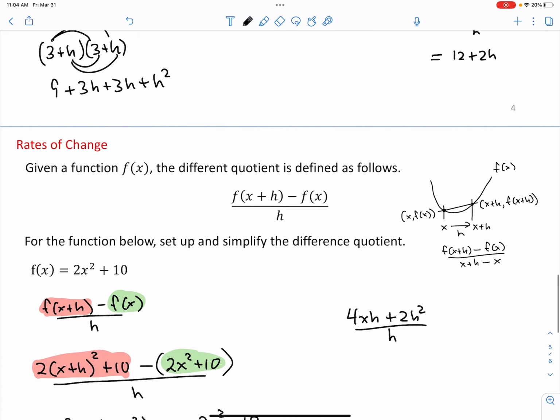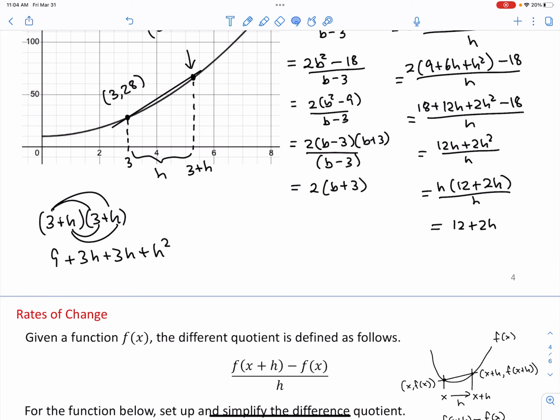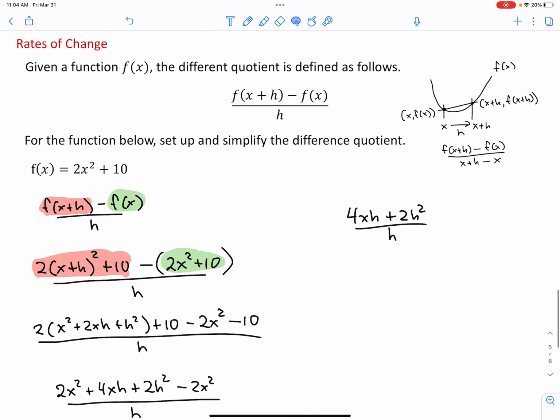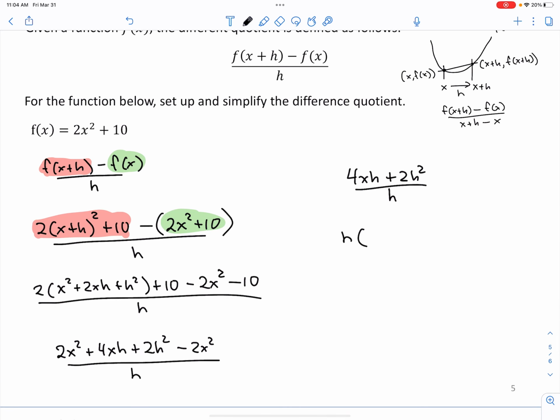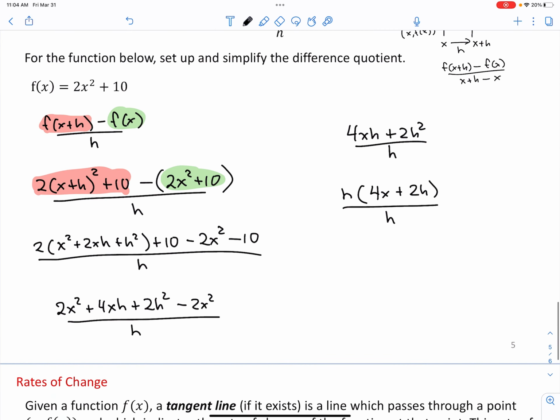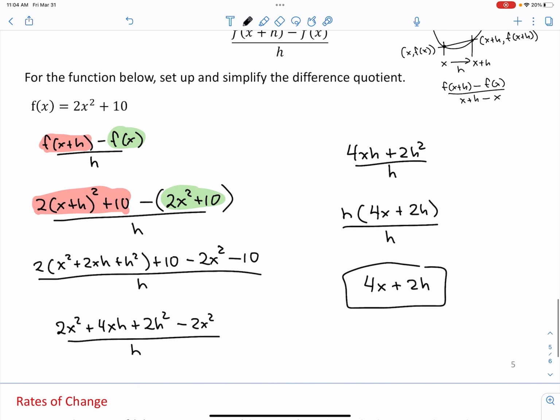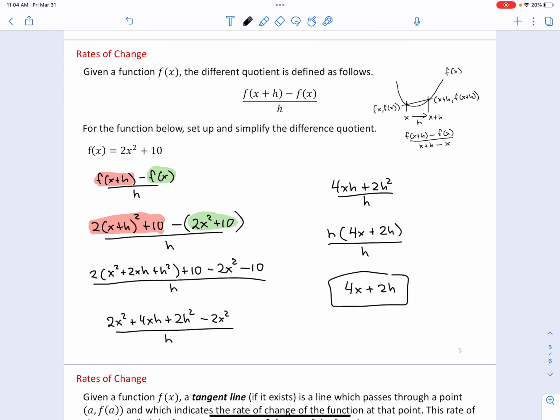Now like before, look back at the previous example, that's kind of like getting to this point right here. Every term in the numerator had an h, so I could factor an h out. Well, that's true in this case here. Every term in the numerator has an h, so I can factor the h out as my next step. I could also factor out a 2, but let's just factor out the h. So that leaves me 4x plus 2h all over an h. And then the h's cancel. So then the final simplification is 4x plus 2h. And we'll stop right here. And this is a simplification of the difference quotient for this particular function.